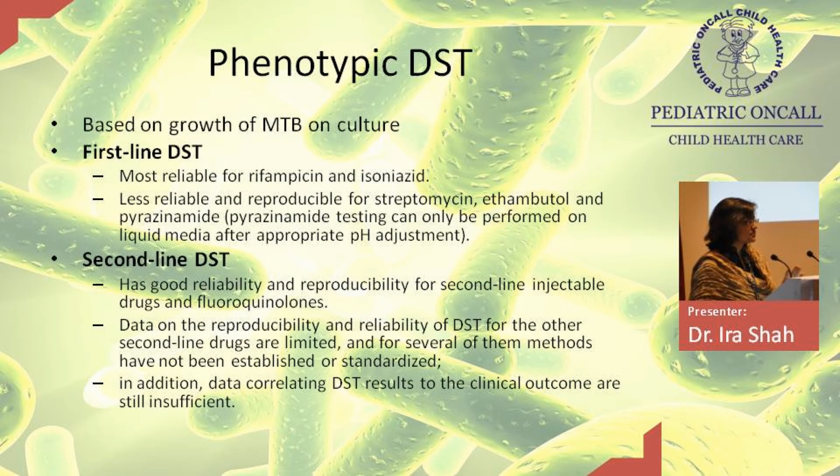When we come to conventional DST, it is based on growth of MTB on culture. The DST for the first line drugs is most reliable for rifampicin, ethambutol, INH, very less reliable for streptomycin, ethambutol, pyrazinamide. So if your lab tells you it's resistant, you don't know whether it's resistant or sensitive. The second line DST, again good reliability for injectables and fluoroquinolones. For other second line agents like PAS, ethionamide, we don't know the reliability and the reproducibility.